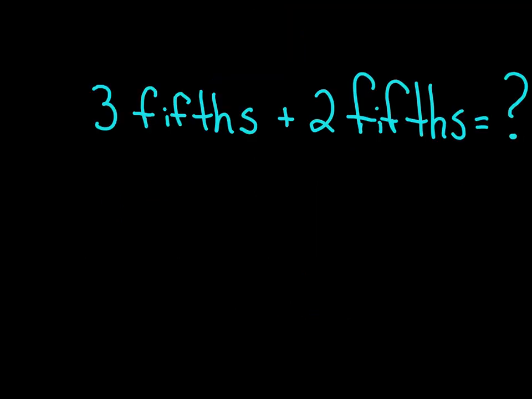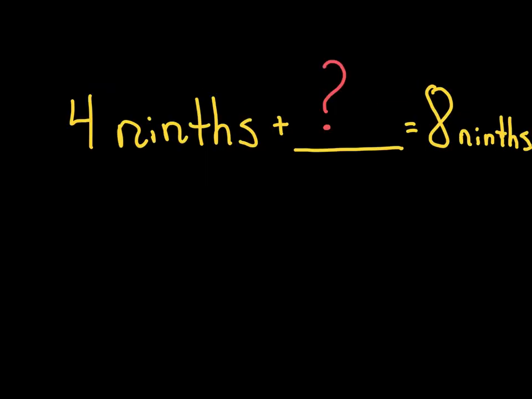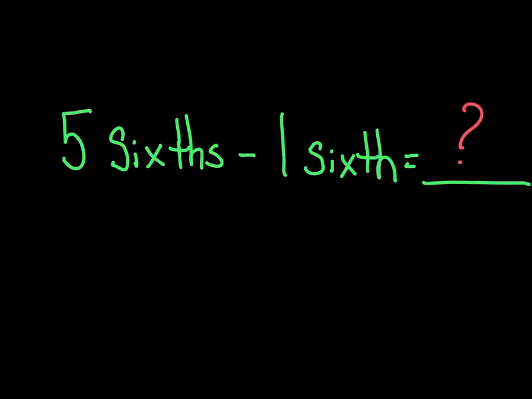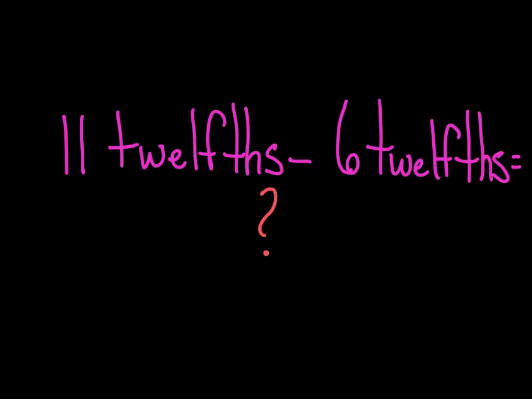3 fifths plus 2 fifths equals how many fifths? Try to see if you can figure out the answer. 4 ninths plus what gives us 8 ninths? 5 sixths minus 1 sixth is how many sixths? 11 twelfths take away 6 twelfths is how many twelfths?